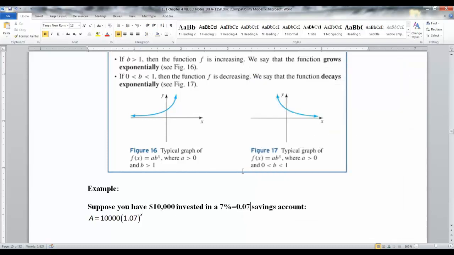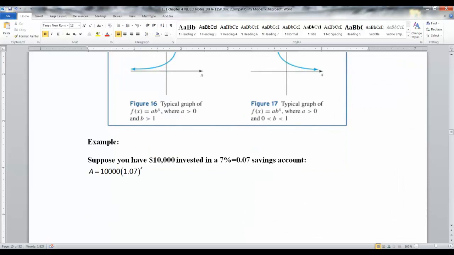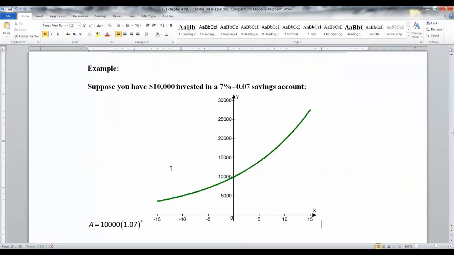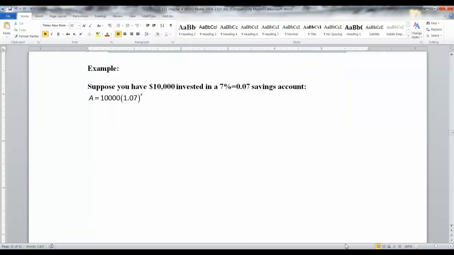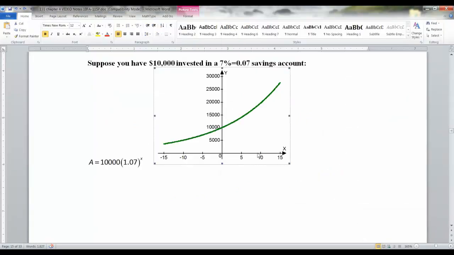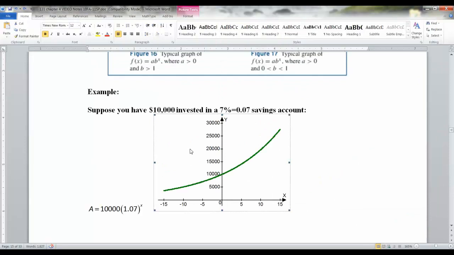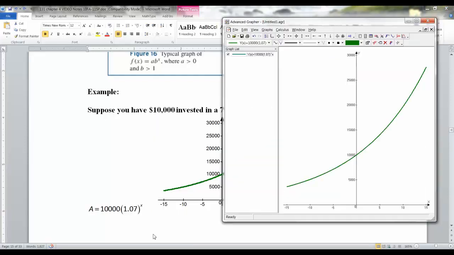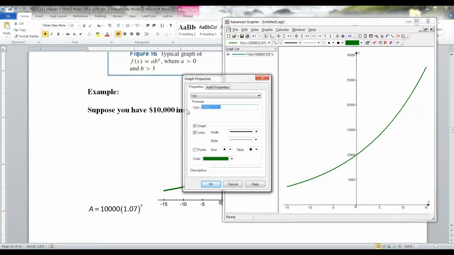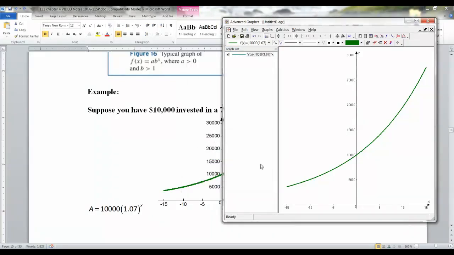Okay. Now what would that look like if I graphed it? Let me go grab a graph. There we go. So you can see it starts at 10,000. That's where it hits the y-axis, and it goes up, up, up, up, up, right? So it's increasing by 7% each year, going up. And if you don't believe me, look what I had to type in. 10,000 times 1.07 to the x. It's got to be 1.07.